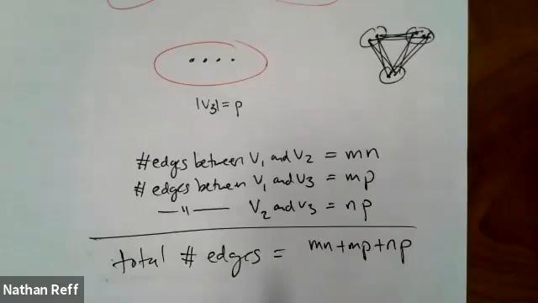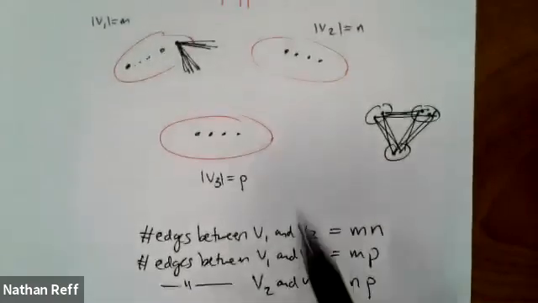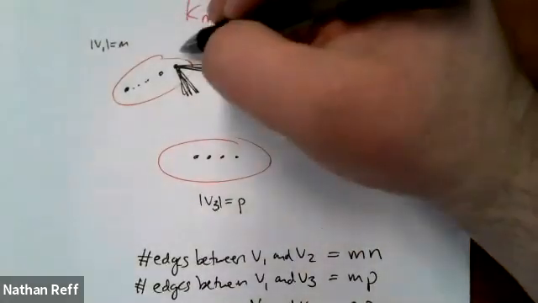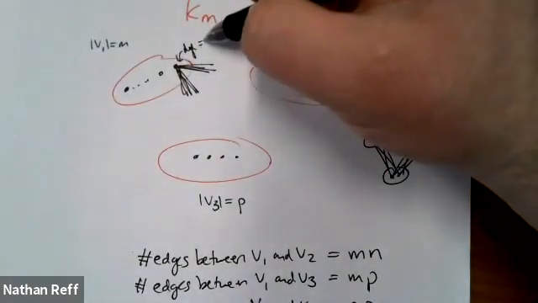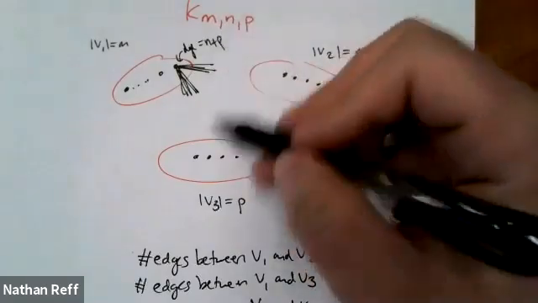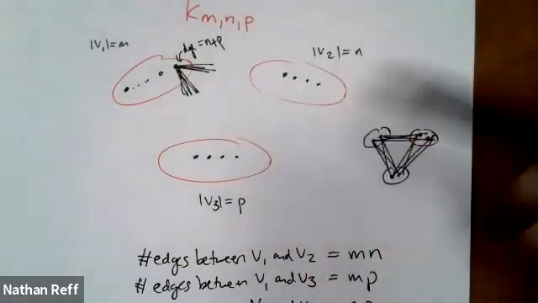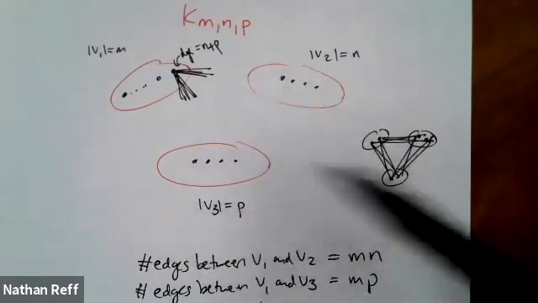We're okay with that? Like up here, what's the degree? The degree of that vertex would be n plus p. You see that? So if you started to take the sum of all the degrees, it would be more work, but you could get it that way.